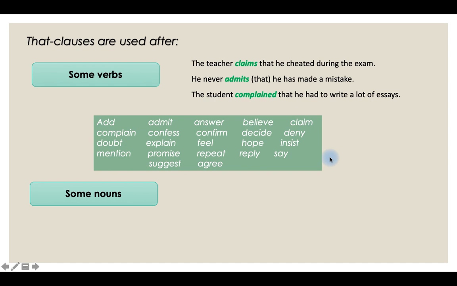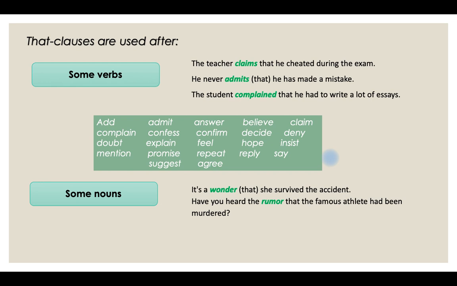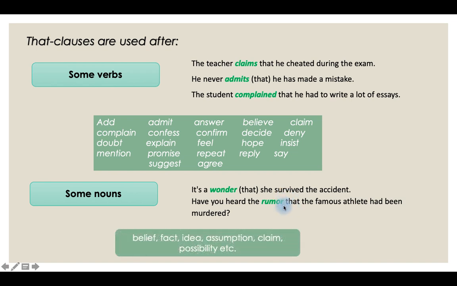Nouns. Yeah, that clauses can also be used after some nouns. It's a wonder that she survived the accident. Wonder, yeah. And the part that follows it, this is the noun clause. Have you heard the rumor that the famous athlete had been murdered? Rumor, yeah. And the part that follows the noun is the noun clause. Some other nouns which are used with noun clauses: belief, fact, idea, assumption, claim, possibility. So you can very often see them with noun clauses, and also very often those sentences start with it. Yeah, it's a common belief that, for example.